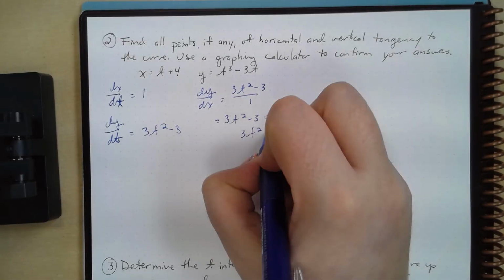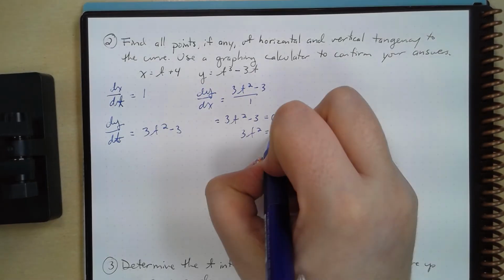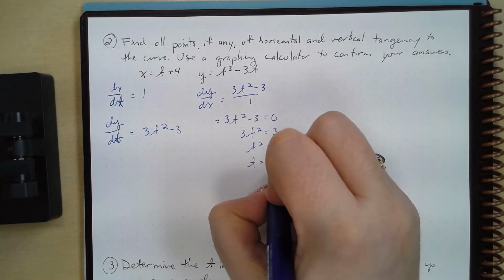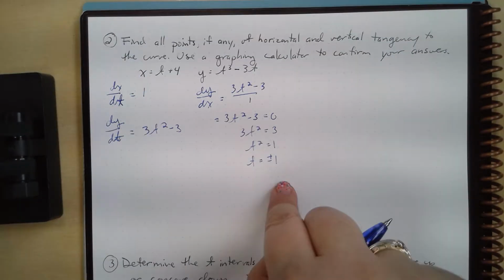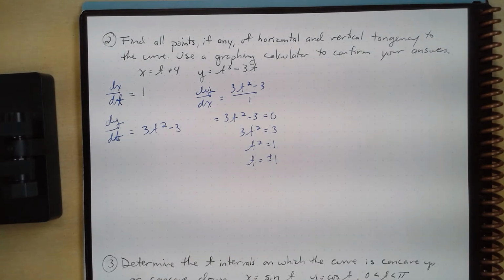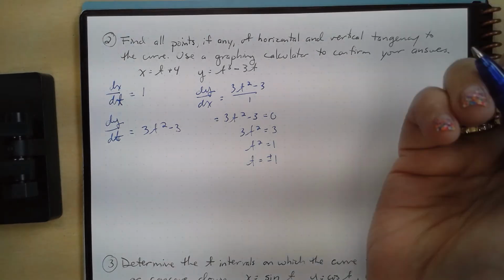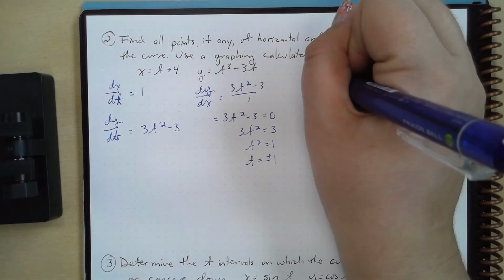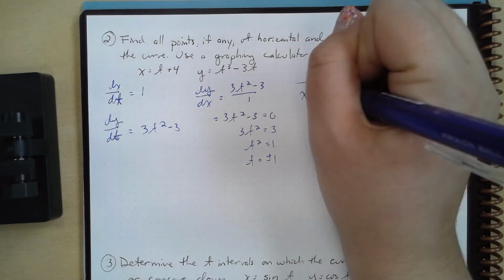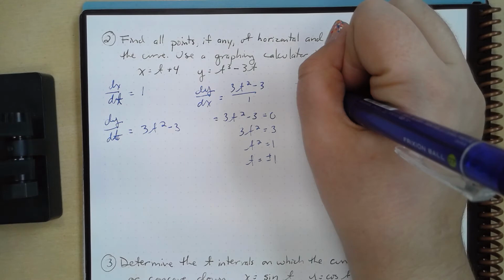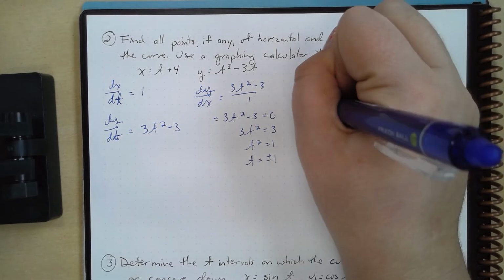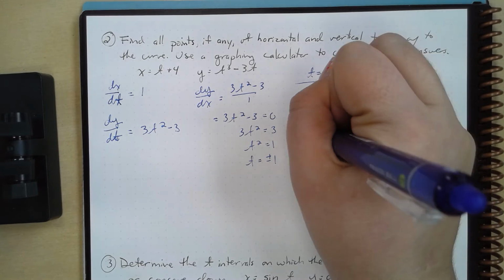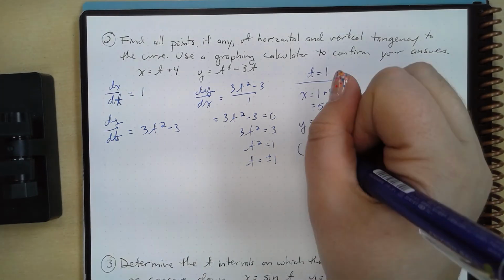T squared is equal to 1, so t is equal to plus or minus 1. So when t is positive or negative 1, we are going to have points of tangency. So let's actually find out when that is happening. When t is equal to 1, x is going to be equal to 1 plus 4, which is 5, and y is going to be equal to 1 minus 3, which is negative 2. So we should have a point of tangency at (5, -2).